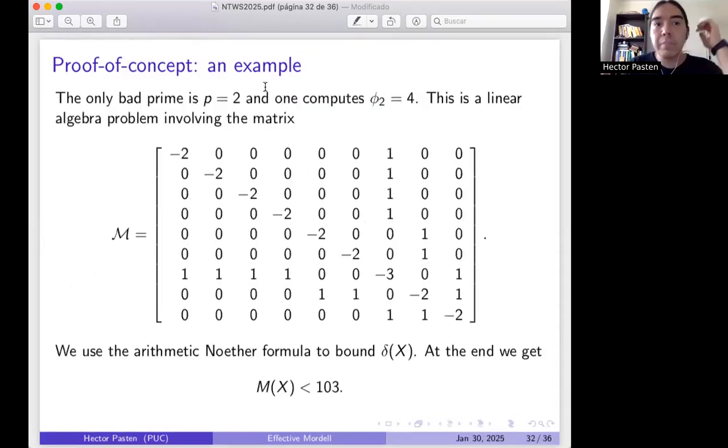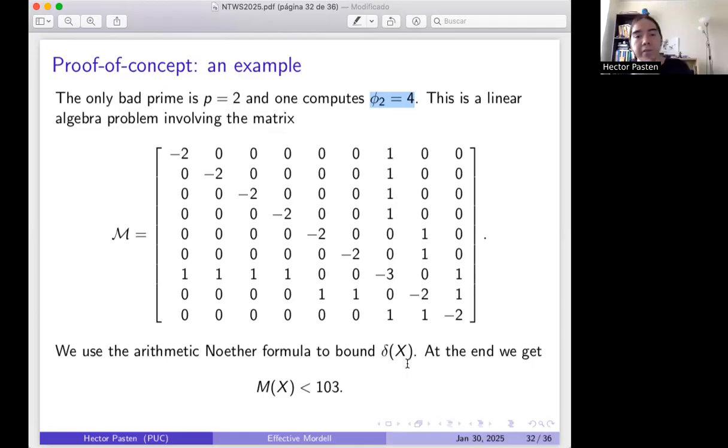Now, the only bad prime is p equal to 2, and one computes that our invariant measuring the complexity of the bad fiber is 4. And this is a linear algebra problem with this matrix. This is the intersection matrix of the special fiber. And has some structure. You have these numbers in the diagonal. They are self-intersections of a special fiber, therefore they are negative. And off the diagonal, they meet transversally, so you get only zeros and ones.